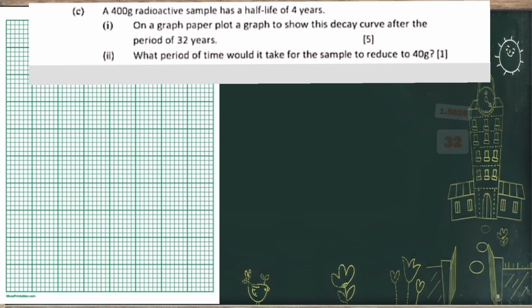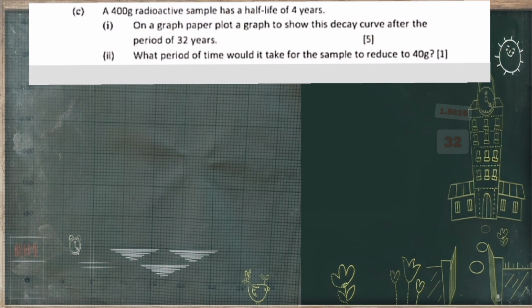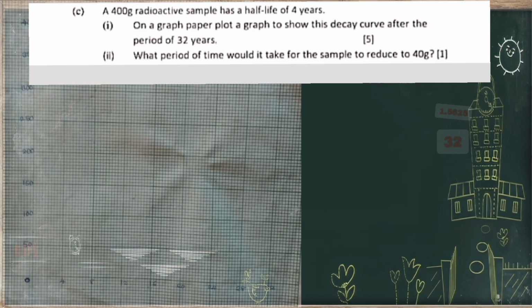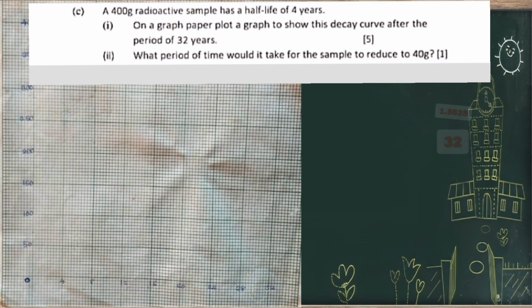So count rate is going to be found on the y-axis. So on the y-axis, let me try to write. Okay, it's going to look like this. From 0 up to 400, and for the time in years, since here I'm having the maximum to be 32, which means for 2 centimeters on the graph paper, for the time, it is going to represent 4 units. And it is going to look like this.